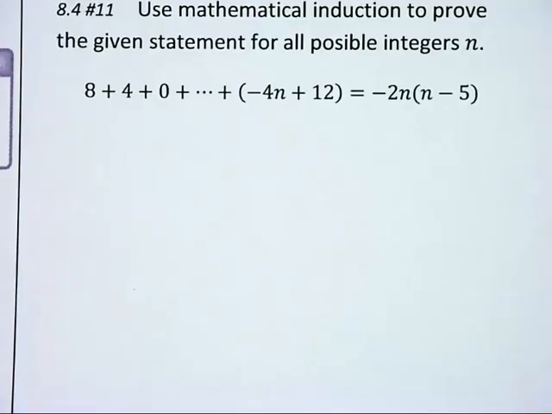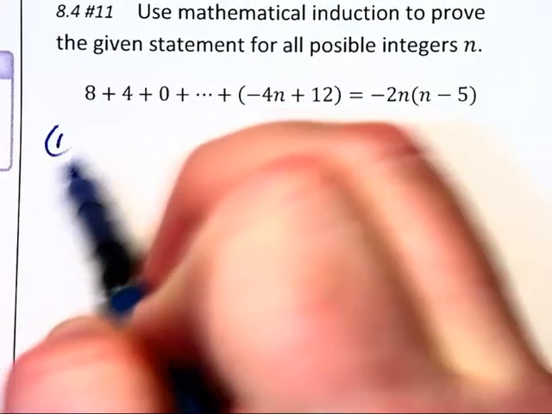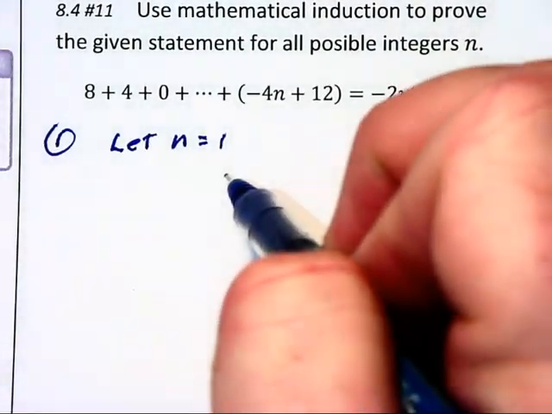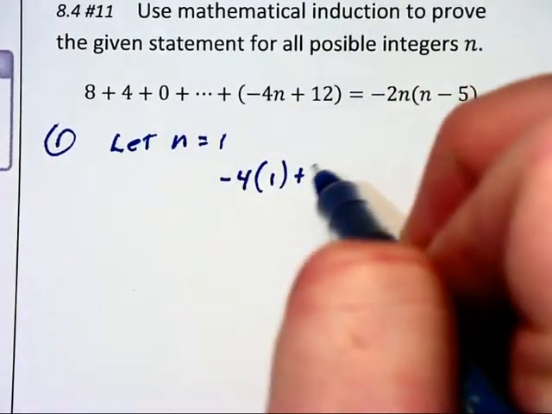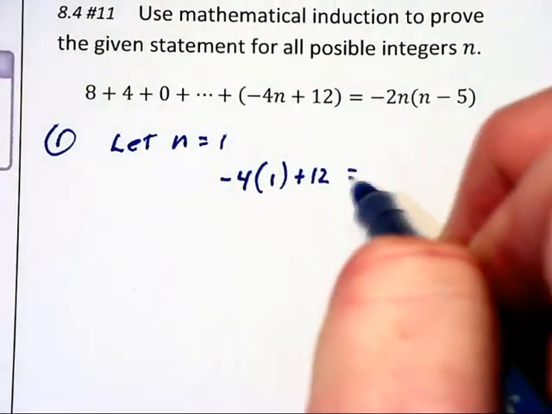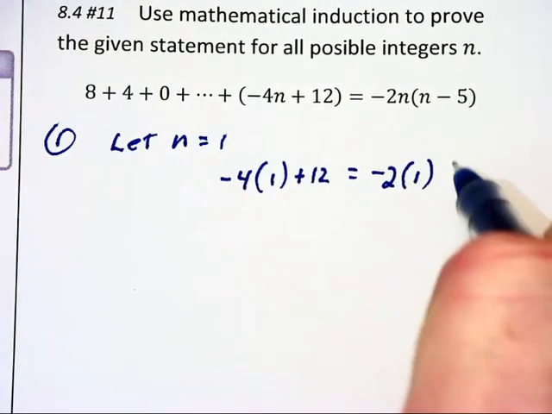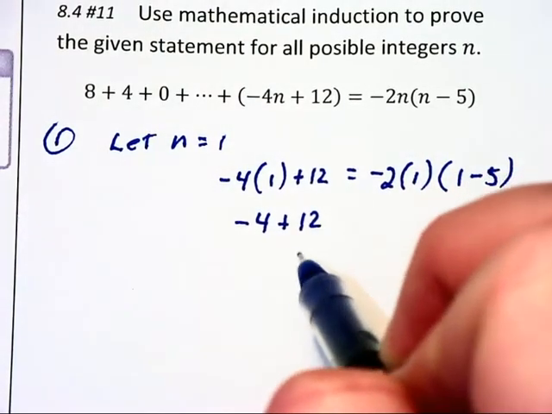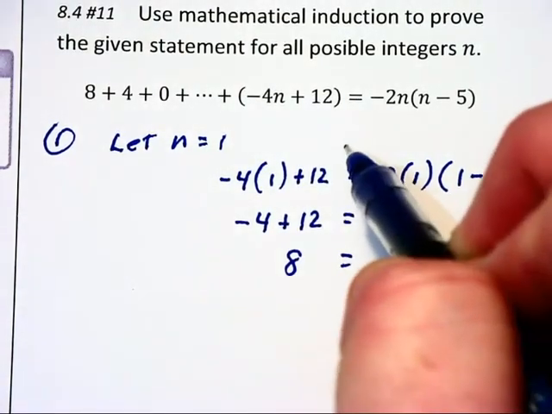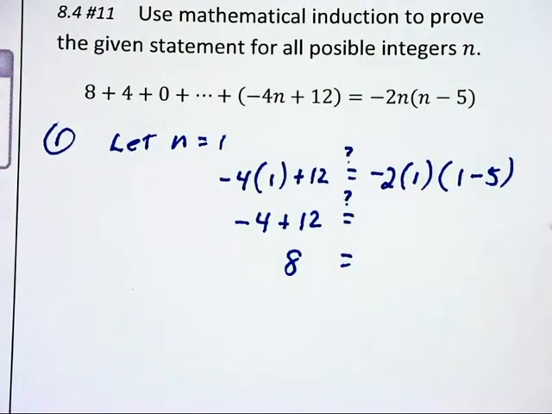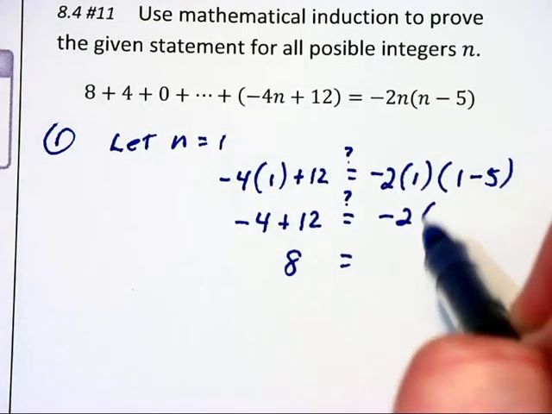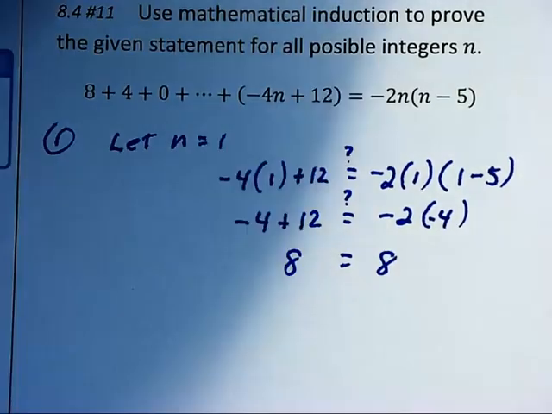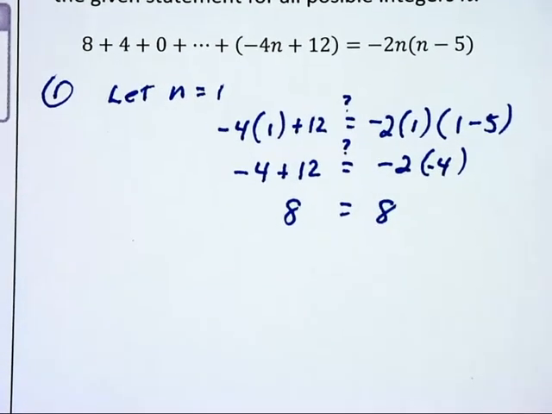Let's try another inductive proof. Step number 1, we let n equal 1. On the left, we're testing -4 times 1 plus 12. Is that then equal to -2 times 1 times 1 minus 5? We have -4 plus 12, which is 8 on the left, and I need question marks over my equal sign because I'm testing this. Do we have -2 times 4 there, which is -4? Yes, we do. When you substitute n equals 1, this is a true statement.